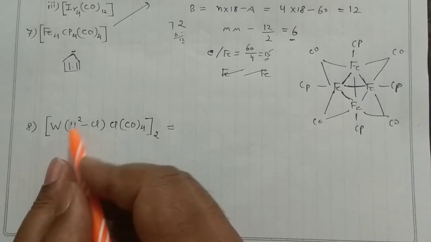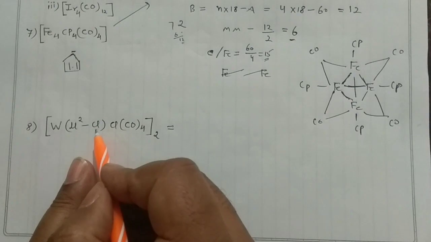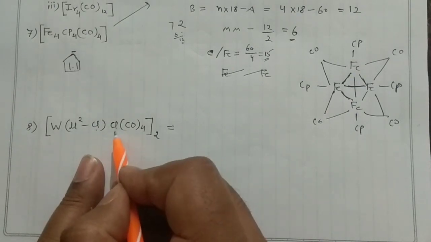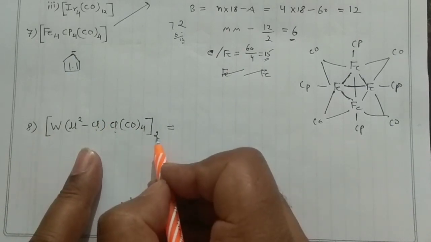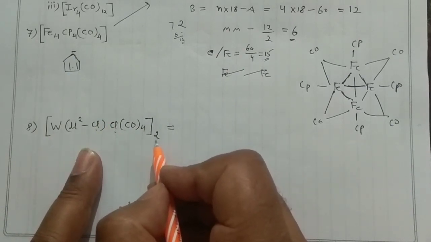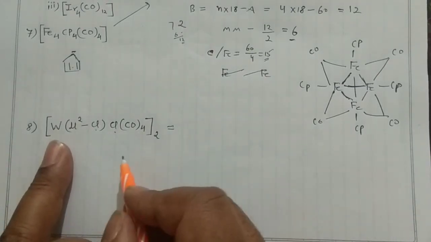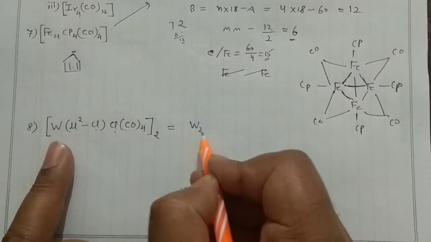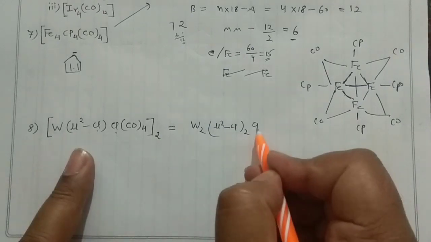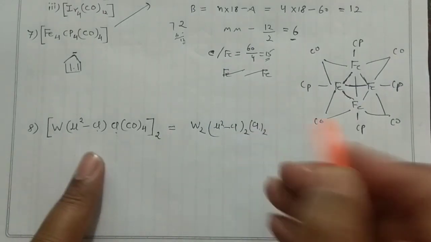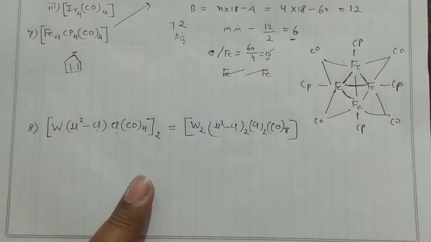See, in the question itself, it is given that the mu, that means this mu-Cl is there. So this is the bridging chlorine, and this is your terminal chlorine. How many bridging chlorines are there? Two bridging chlorines are there, because it is twice actually. So it is up to you how you write it. You can simplify that and directly solve. If you simplify, then you will get W2 mu2-Cl2, then Cl2, and then CO8, right? You can write it in that manner.